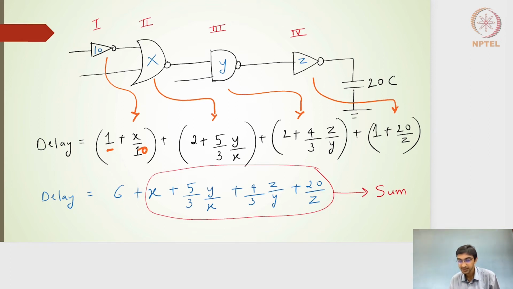So here it is X by 10. So overall what we get is, this is X by 10. Yeah, so overall delay is nothing but 1 plus 2 plus 2 plus 1, which is 6 here, and then the rest of this: X by 10, Y by X, Z by Y, and then 20 by Z. So this is what we get. Right, so this is the overall delay. Now notice this X value and Y by X and then Z by Y and 20 by Z, right?